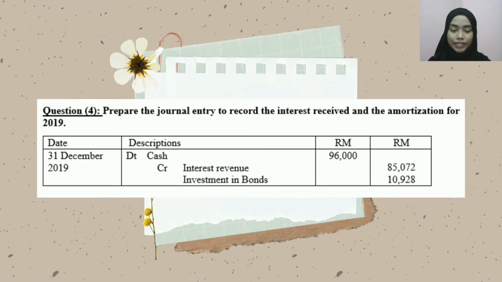Okay, the fourth question is to prepare the journal entry to record the investment received and the amortization for 2019. So this is the journal entry for 2019. As you can see here, on 31st December 2019, debit cash 96,000 ringgit Malaysia and credit interest revenue and investment in bond. For investment in bond it is 10,928 and for interest revenue 85,072.